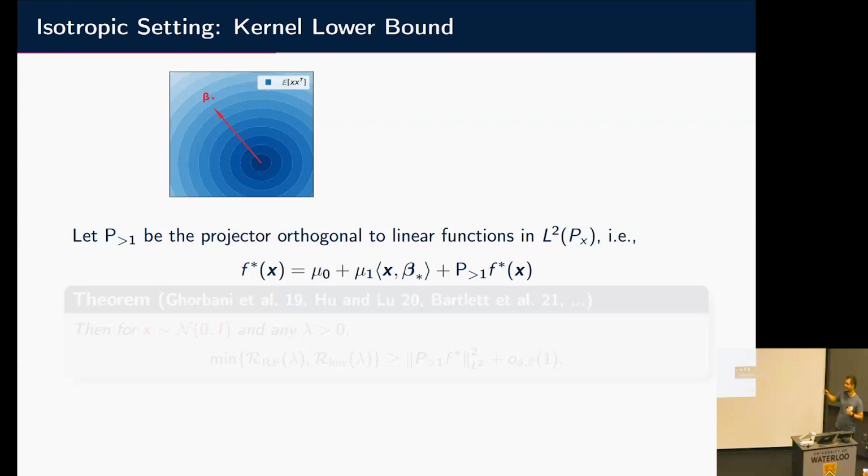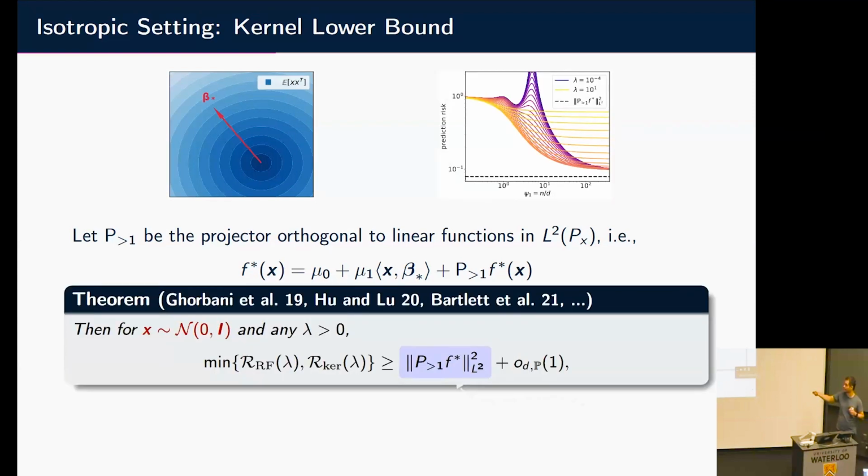Now I'm going to do that in a slightly more complicated way. You take this target function f star and write it as the linear component plus the nonlinear remainder. Basically, you project this nonlinear function f star onto the set of linear functions in L2. The L2 norm of the nonlinear component is going to lower bound the prediction risk of the kernel methods that I showed you in the previous slide.